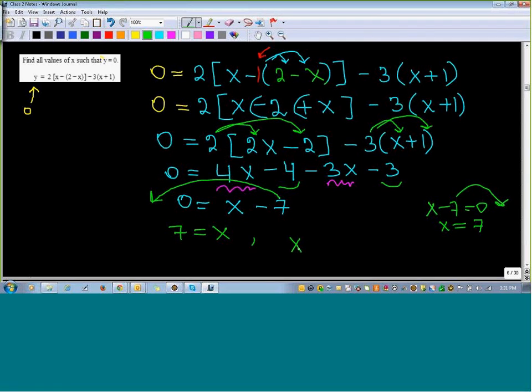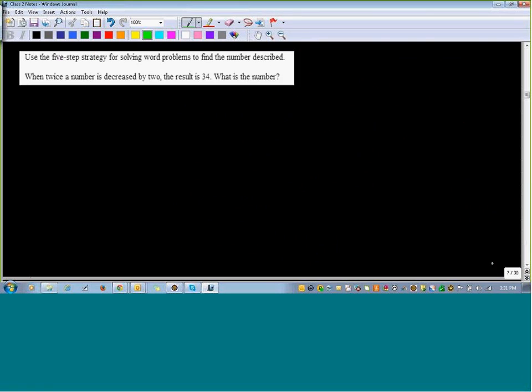Why do we need 5 steps here? Solving word problems to find the number described. Twice a number is decreased by 2, and there is this 30. I'm not sure what the 5 step means in this case, to be honest. What is the number? Just a simple linear equation. Which letter, n or x, doesn't matter, right? Number, so it is x. This is my number.